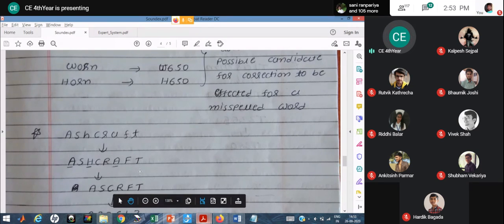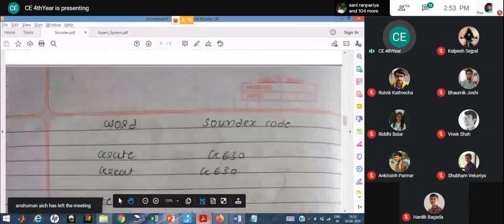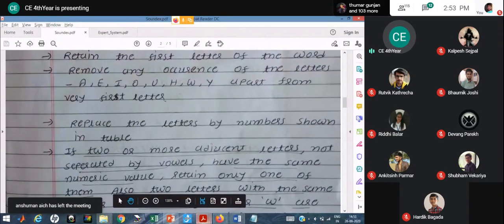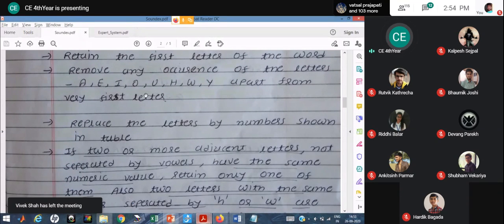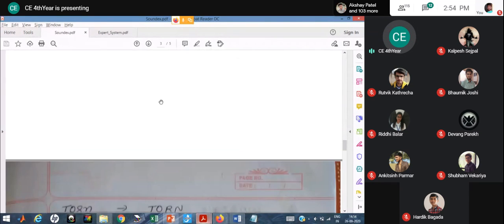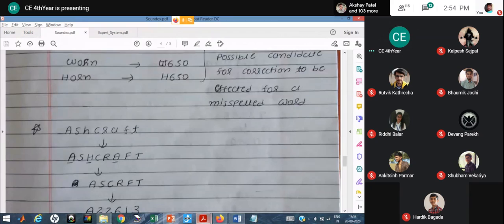Now after that, what is your next step? The next step is, remember everyone, remove any occurrence of the letters A, E, I, O, U, H, W, Y, apart from the very first letter. So now see here in this example, H is there, then A is there. So what you have to do? You have to remove it.